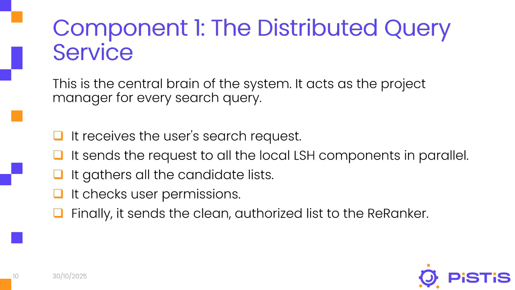The first component is the distributed query service. This is the central brain of the system. It acts as the project manager for every single search query. It receives the user's search request, it sends that request to the local LSH components in parallel, it gathers all their candidate lists, it checks the user's permissions, and finally it sends the clean, authorized list to the re-ranker.